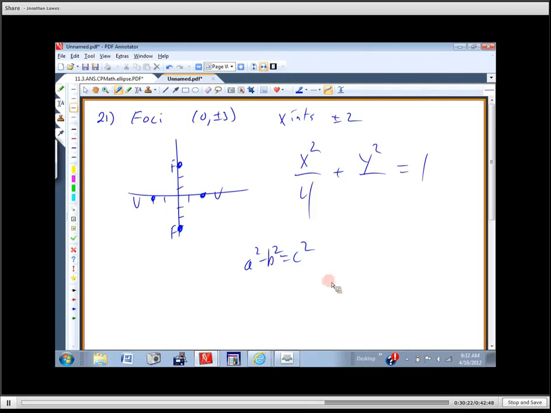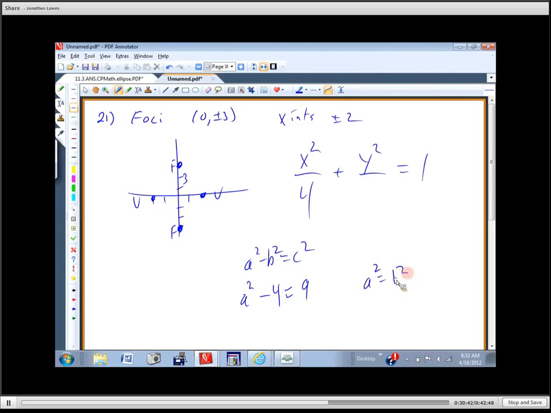Okay, we know the small one. That's a 4. We know c. c is 3, so this would be 9. So a squared minus 4 would equal 9. So a squared is 13.